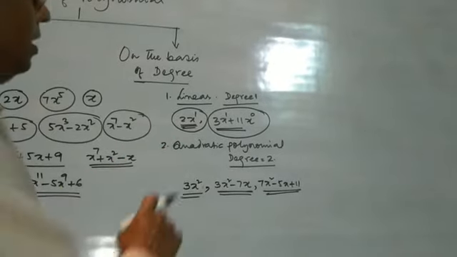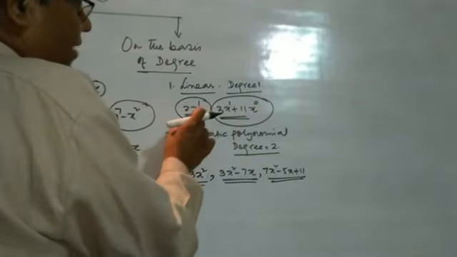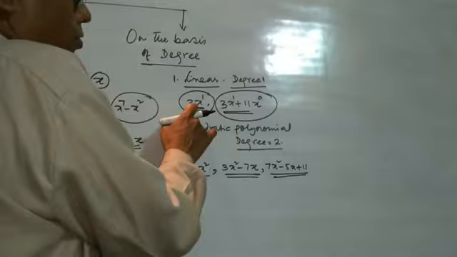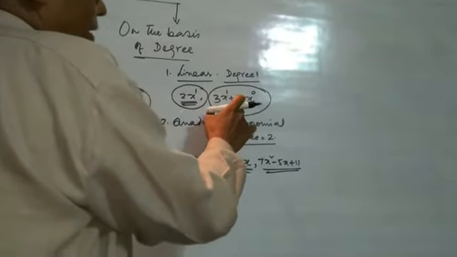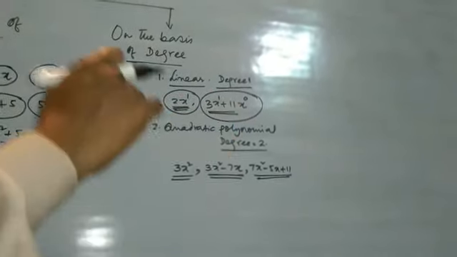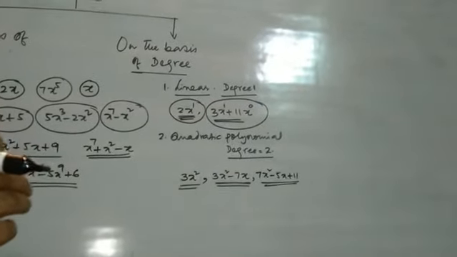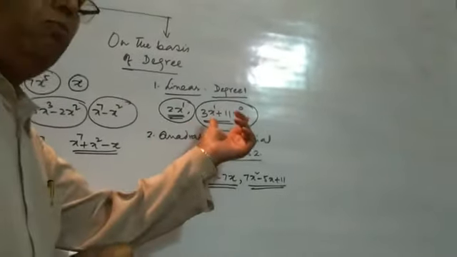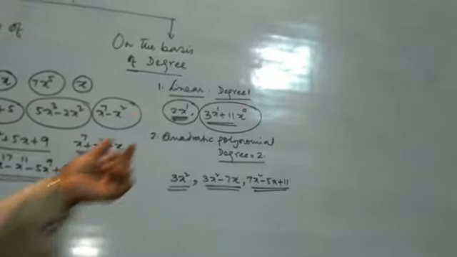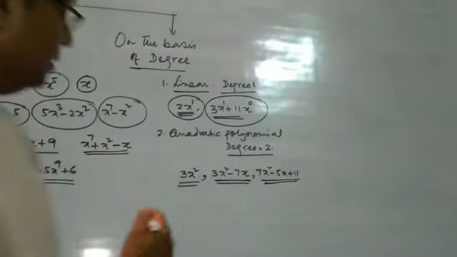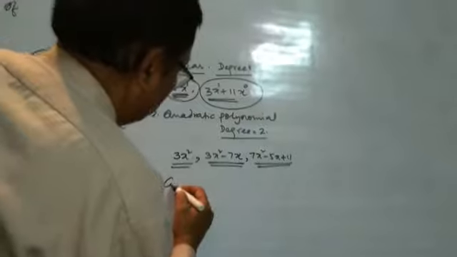In the case of the linear polynomial, degree one, what are we finding? Linear monomial, linear binomial. So if it is asked what is the maximum number of terms that a linear polynomial can have? Two. Minimum number of terms? One. The third one is the cubic polynomial.